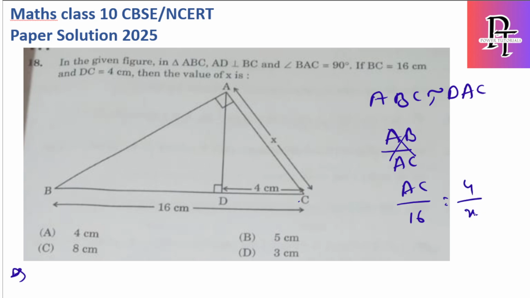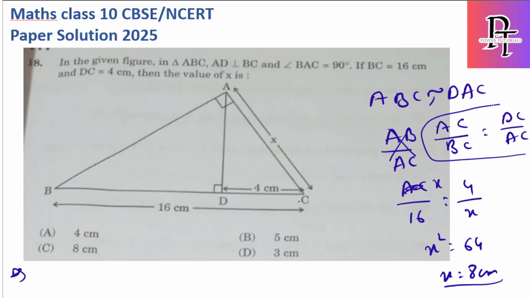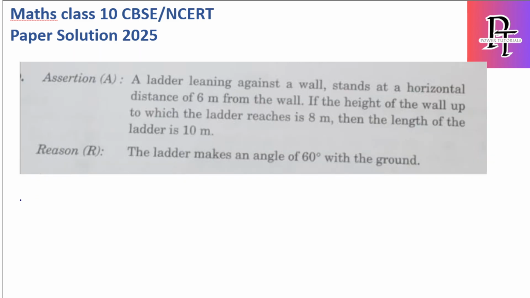So this becomes cross multiplication. X square is equal to 64. So X is equal to 8 centimeters. So I'll write it in terms of AC by BC is equal to DC by AC. I have applied this ratio because the triangles are similar, so the respective sides are proportional. So the answer is 8. So the 19th and 20th are assertion and reason questions.